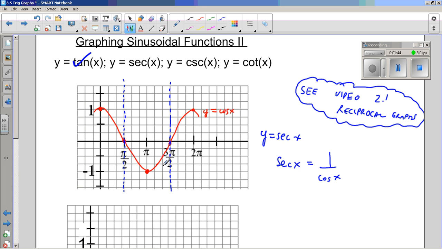What was the next thing that we said? We said, well, where the red graph, cos x, has a 1 or a minus 1, it has a shared point. And the idea is where this is 1, the reciprocal is 1 as well. Where this is negative 1, 1 divided by negative 1, the reciprocal of that is negative 1 as well. So that's a shared point. This is a shared point. This is a shared point. How do we get the rest?